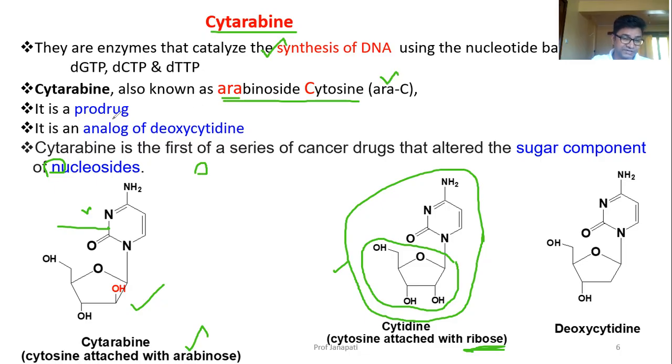Now it's also a prodrug, as we told. Methotrexate is not a prodrug. Please remember, these drugs are prodrugs. It is an analog of deoxycytidine. See, this is deoxycytidine. Cytarabine is the first of the cancer drugs that altered the sugar component of the nucleoside. This is the first drug introduced into clinical use where they made changes on the sugar molecule.